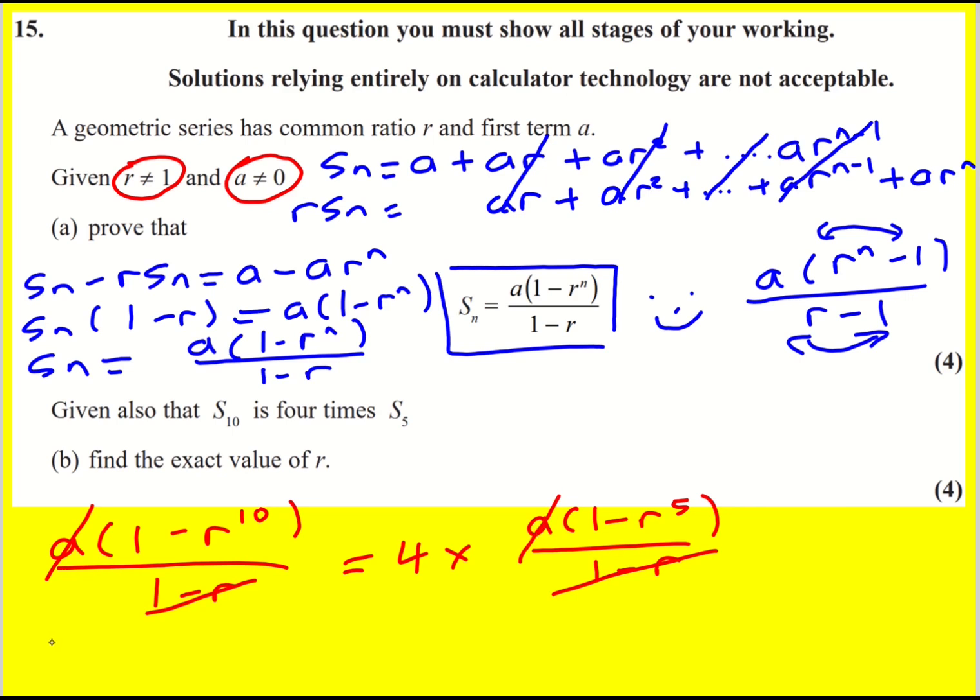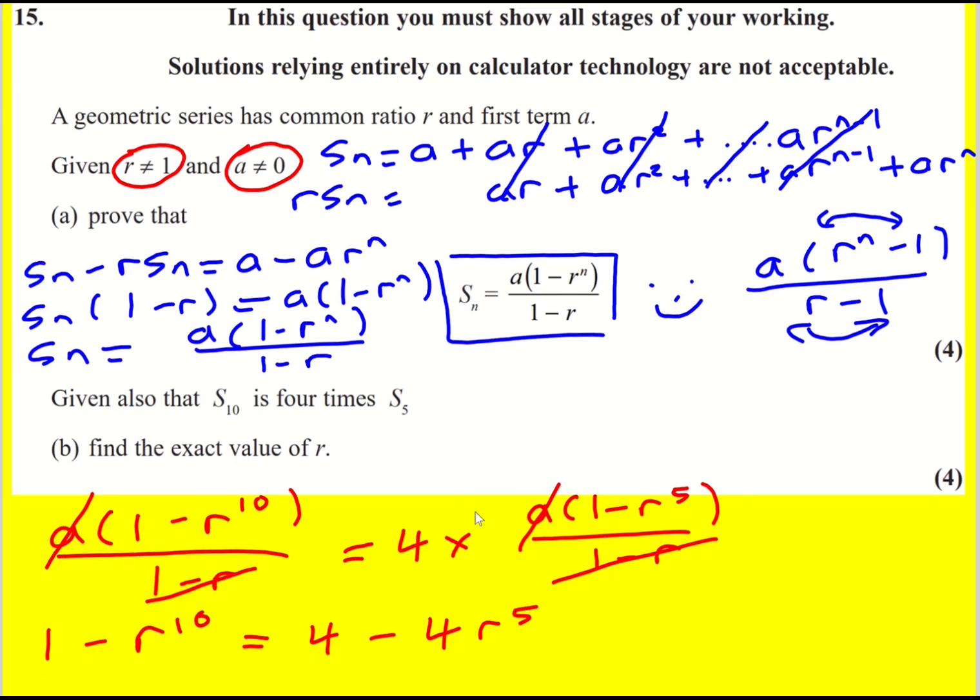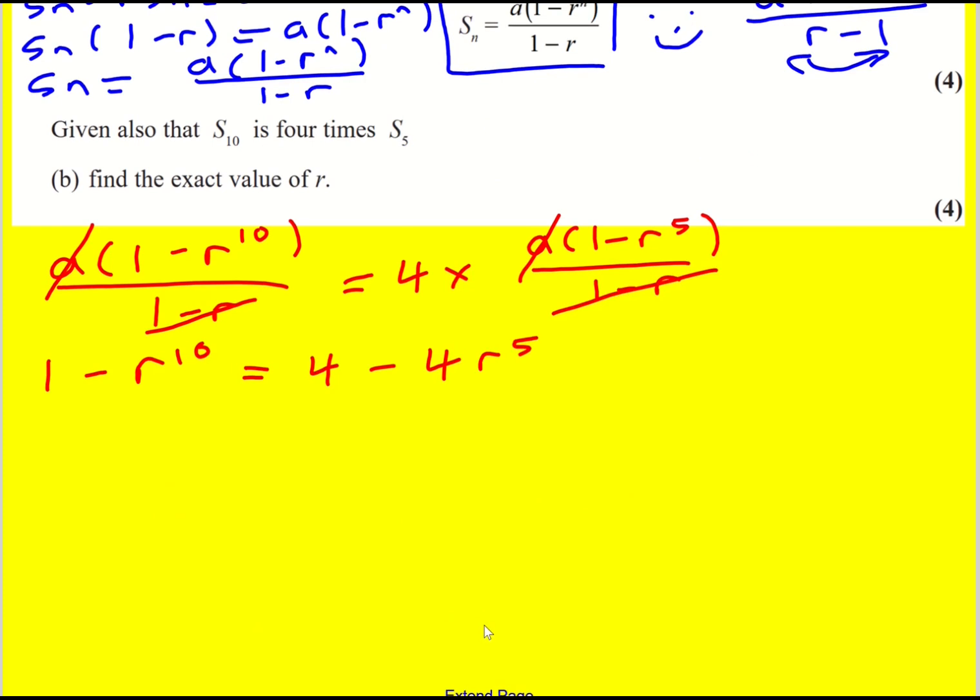That's much better. So then 1 minus r to the 10 is going to equal 4 minus 4r to the 5. We've got an equation in terms of r. Now the power is double over here. This is going to be a hidden quadratic. r to the 10 minus 4r to the 5 plus 3 is equal to 0.